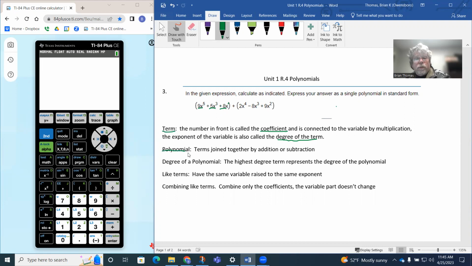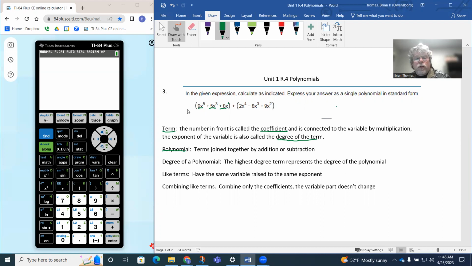A polynomial is terms joined together by addition or subtraction. So notice how we actually have two polynomials here. In parentheses, this 9x to the fifth plus 5x cubed plus 8x is one polynomial. And we're adding to that a second polynomial, which would be 2x to the fourth minus 8x cubed plus 9x squared. The degree of the polynomial is going to be the highest degree term.